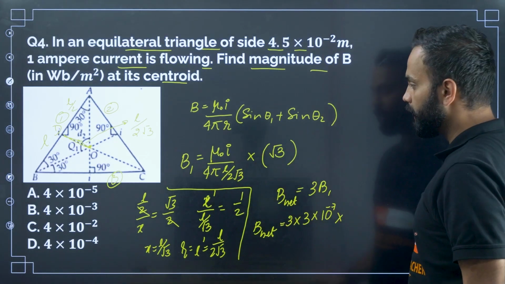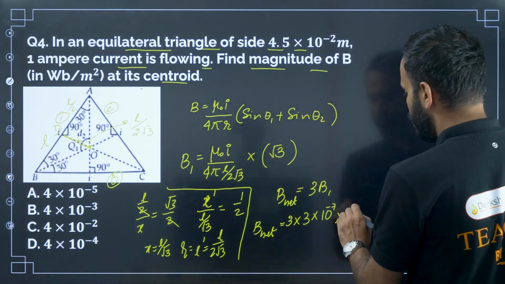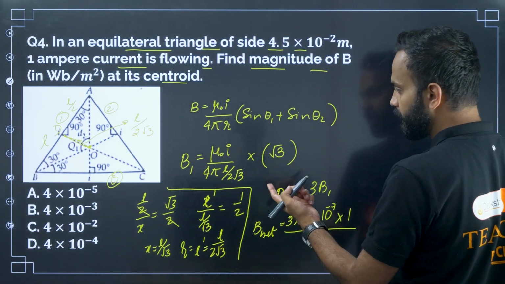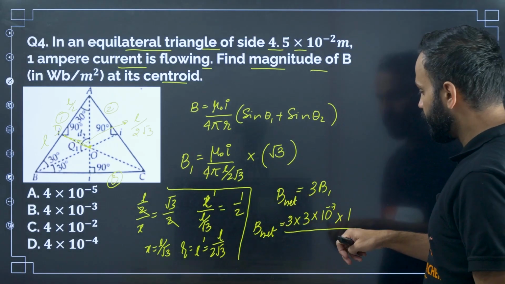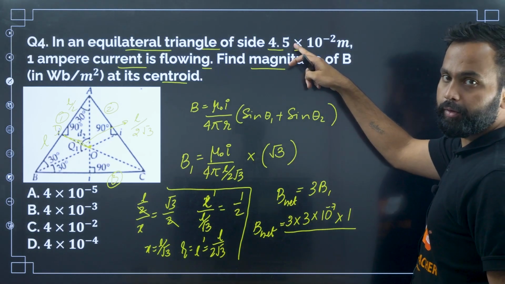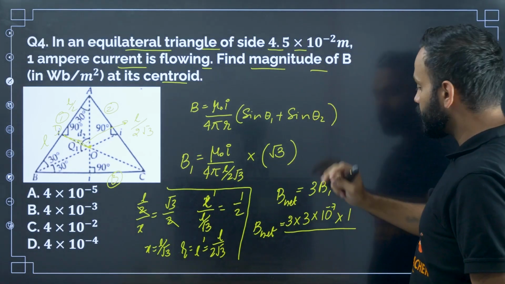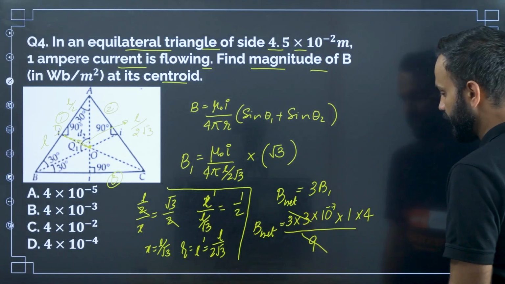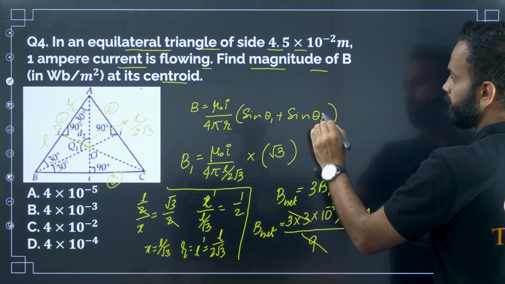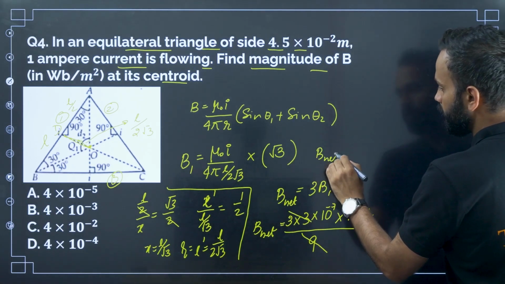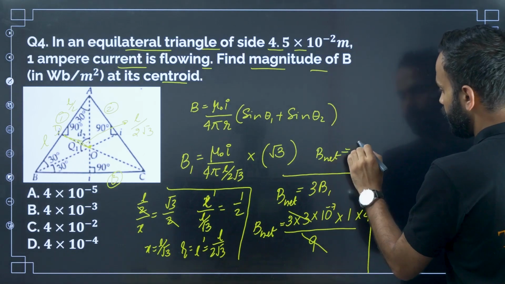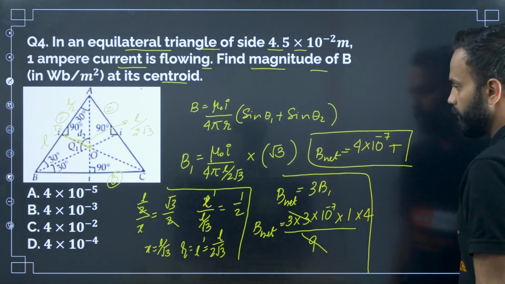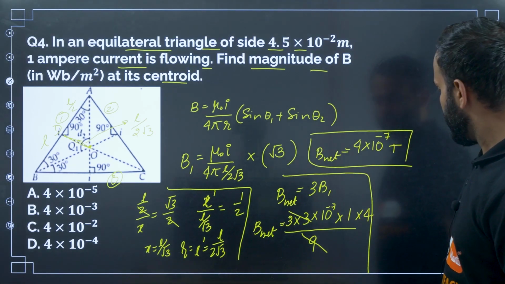What is the value of I? I is 1 ampere, right? 1 divided by L, right? Mu naught by 4 pi is done. L by 2, right? So L by 2, 4.5 is 9 by 2, 9 by 2 by 2, so that is 9 by 4. So 9 will get cancelled. So the net magnetic field at the center is equal to 4 into 10 to the power minus 7 Tesla.